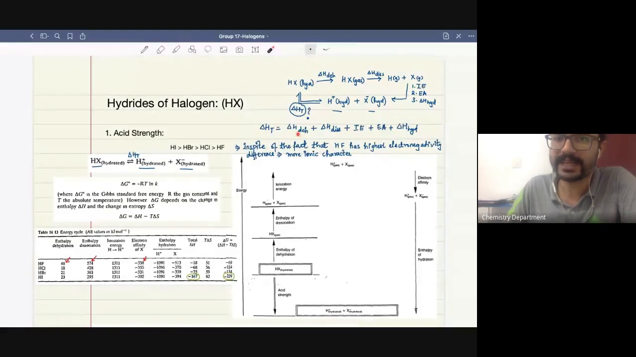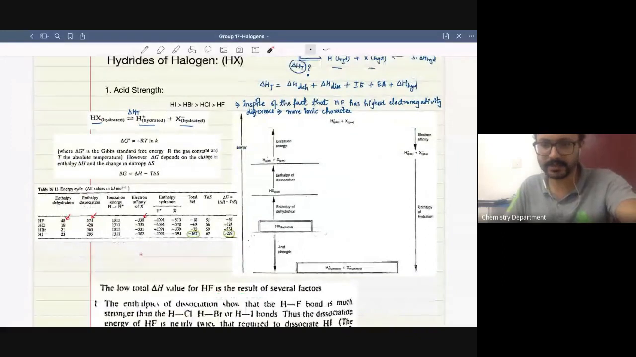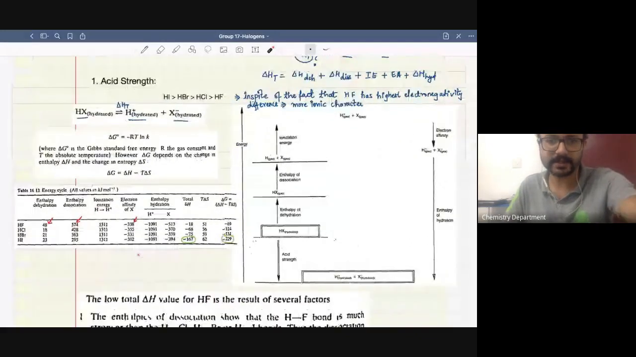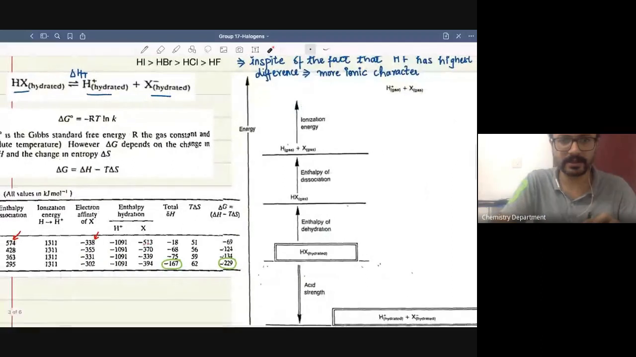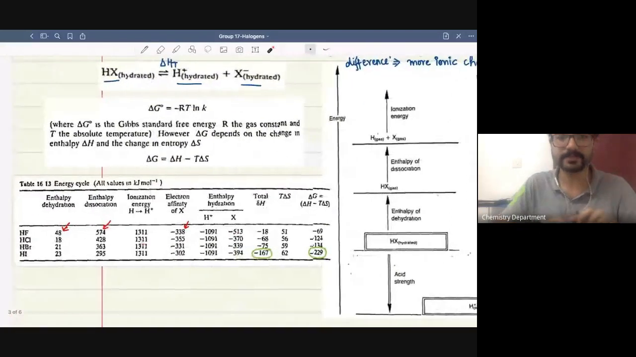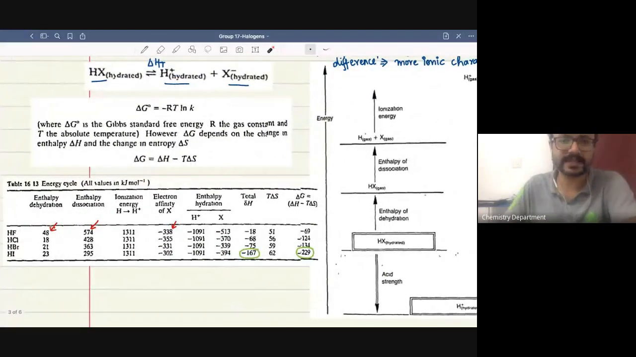So we can easily calculate this particular delta H total. If we now look at this particular table, I hope you're able to see these tables pretty clearly. I'll zoom in a little bit. If you see this table here, you will have delta H dehydration, dissociation, ionization energy, electron affinity, and then enthalpy of hydration.